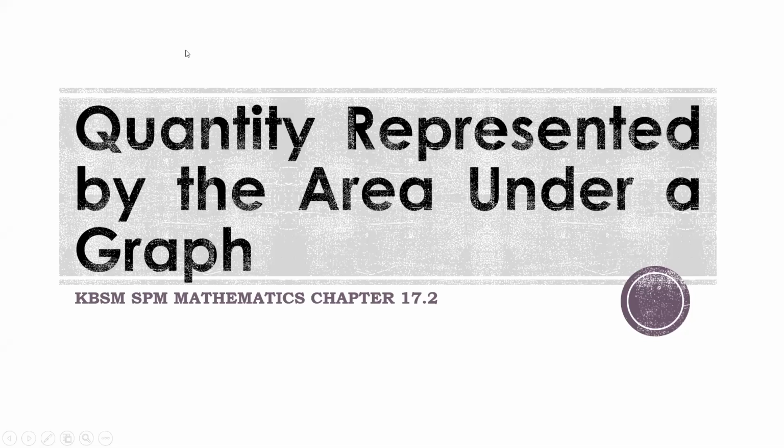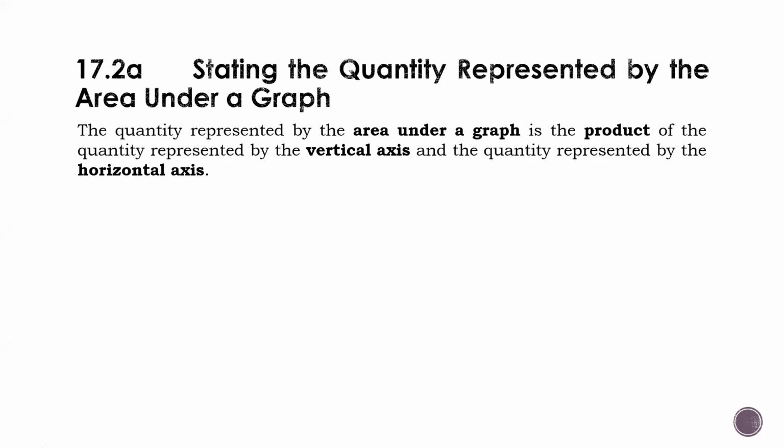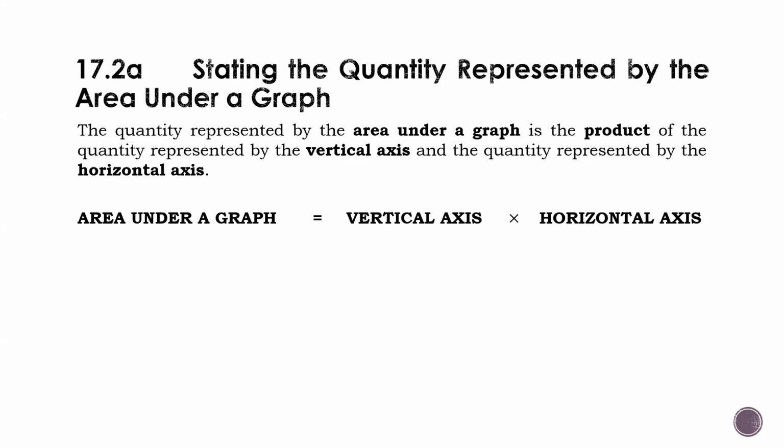So today we are going to continue. Stating the quantity represented by the area under a graph. The quantity represented by the area under a graph is the product of the quantity represented by the vertical axis and the quantity represented by the horizontal axis. So my area under a graph will be vertical axis multiplied by horizontal axis.